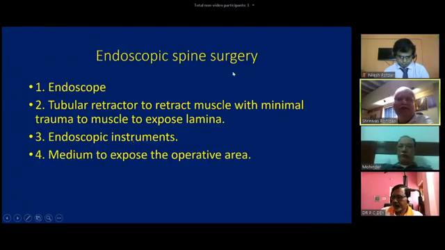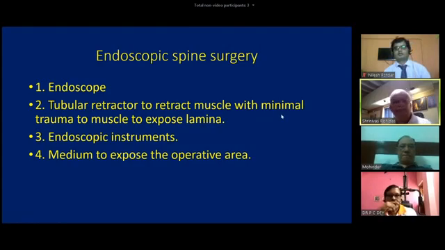So in endoscopic spine surgery, what do you need? You need an endoscope. You need a tubular retractor to retract muscle with minimal trauma to the muscle to expose the lamina. You need endoscopic instruments. And you need a medium to expose the operative area. These are the four basic things.